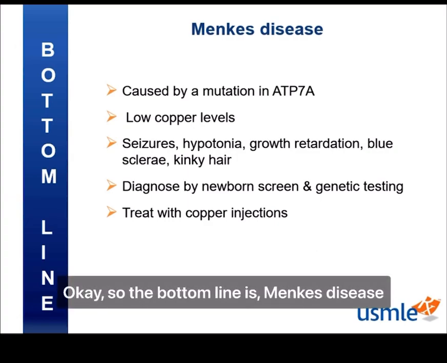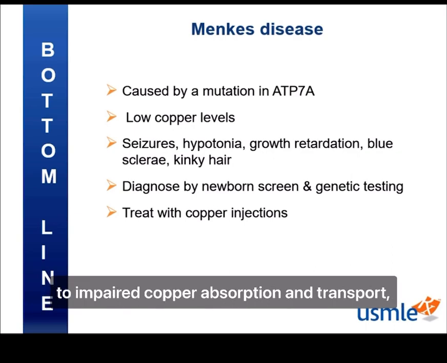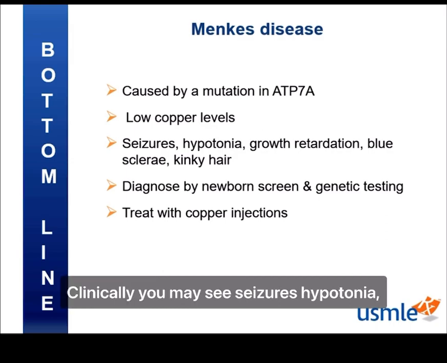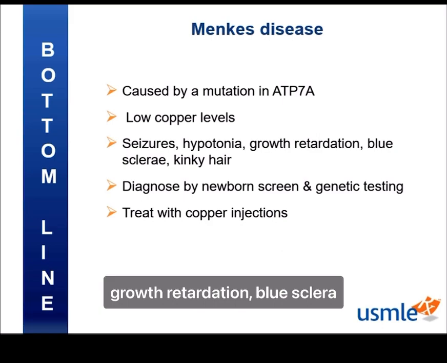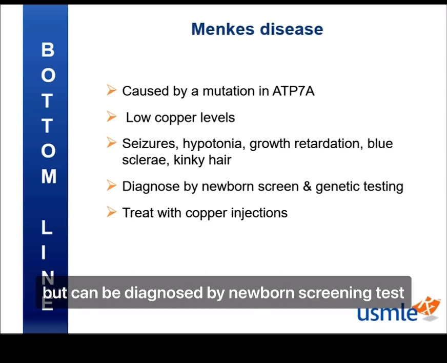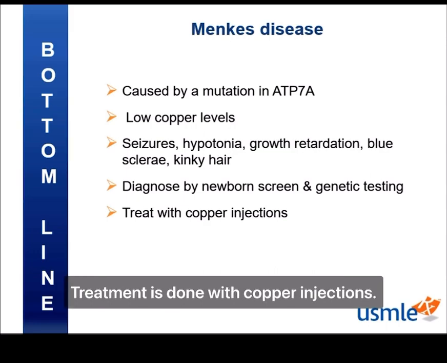Okay, so the bottom line is, Menkes disease is caused by a mutation in ATP7A, leading to impaired copper absorption and transport, as well as low copper levels. Clinically, you may see seizures, hypotonia, growth retardation, blue sclera, and the classical kinky hair. The disease is typically diagnosed by genetic testing, but can be diagnosed by newborn screening test if there's a strong family history. Treatment is done with copper injections.